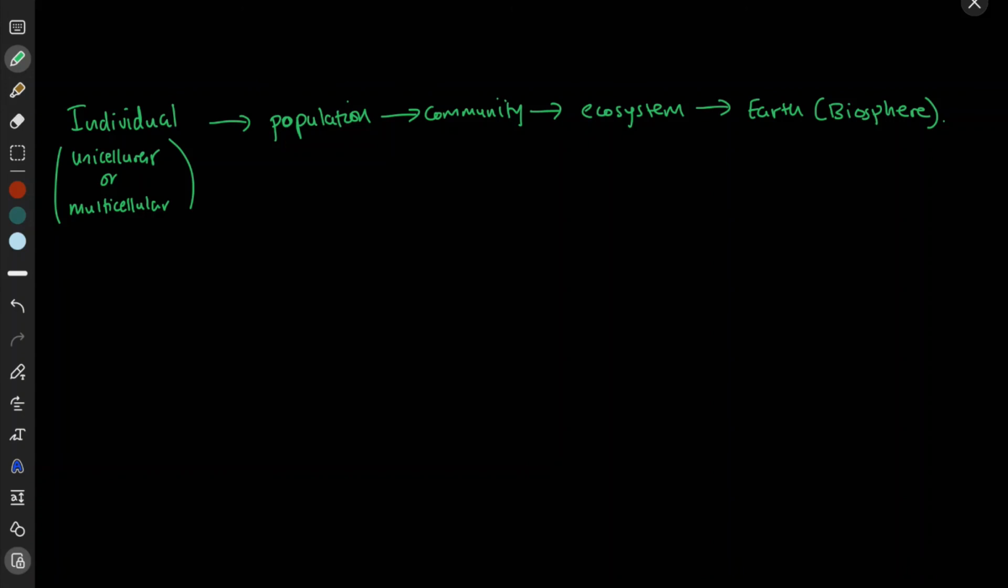Then we have the population. So what is the population? The population is all the individuals of a single species that's living in a specific area. Okay, that's what the population is.